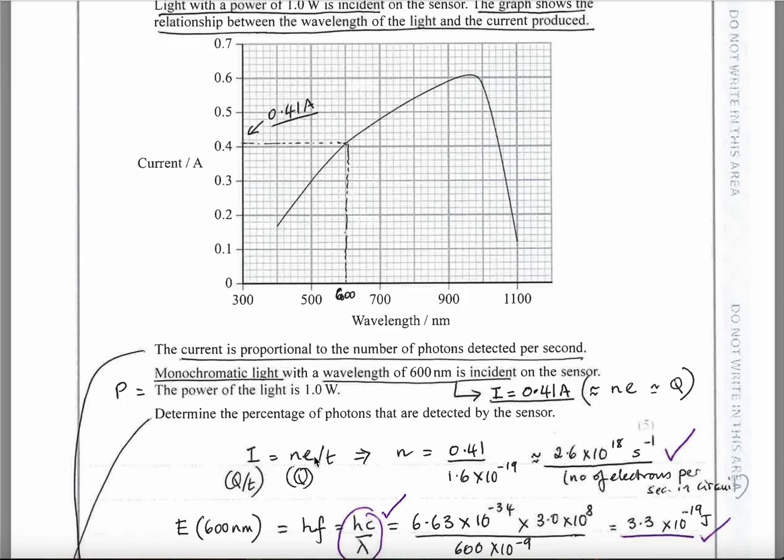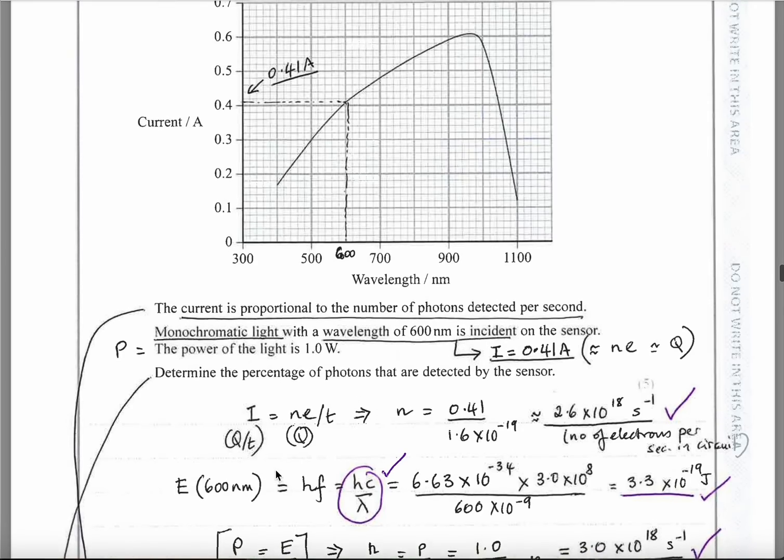So remember, I equals NE over T. If we use T as 1 second, we can work out N is equal to I divided by E. So we can then work out how many electrons correspond to 0.41. And we're talking about everything per second. So that means we get 2.6 times 10 to the 18 electrons arriving or measured by this current. That's the equivalent of 2.6 times 10 to the 18 electrons in that reading. Remember, everything is per second, and that will make it easier for you.